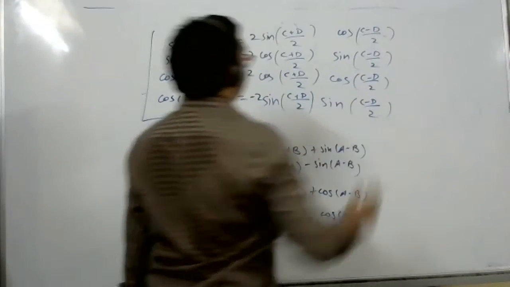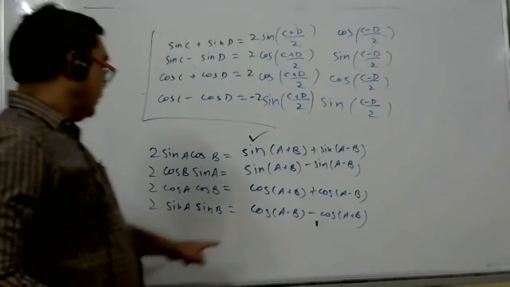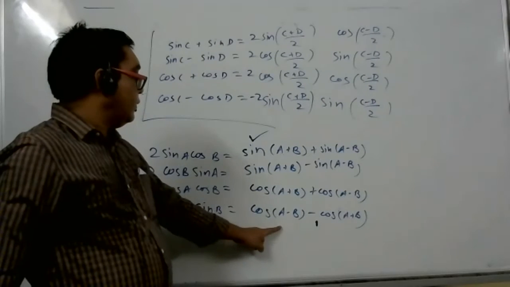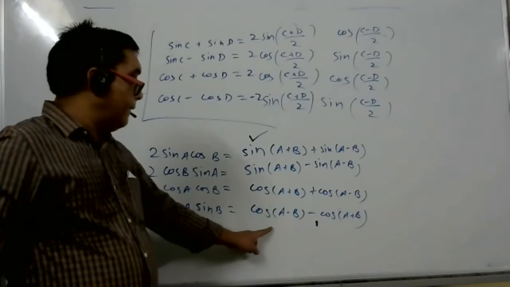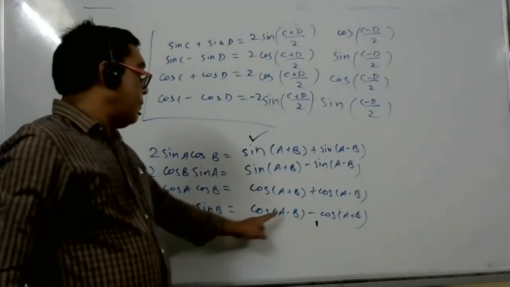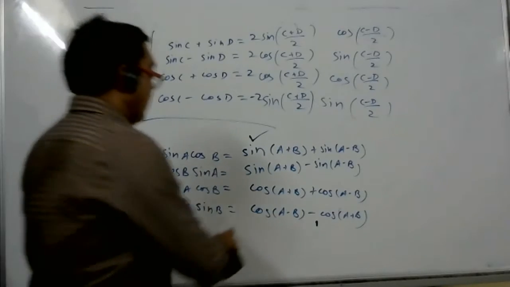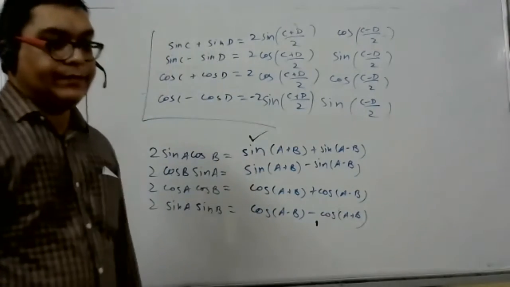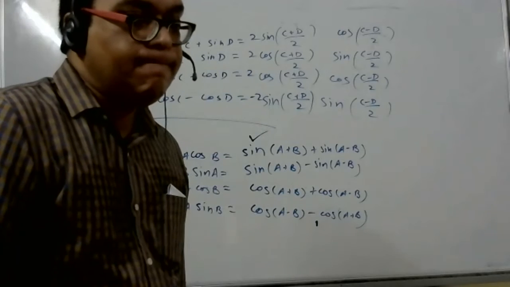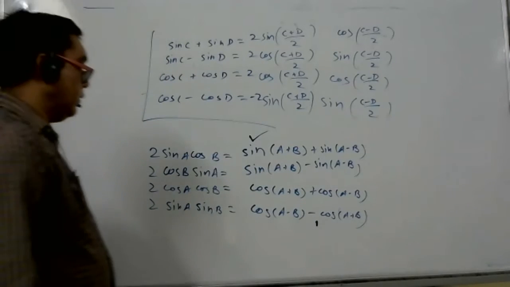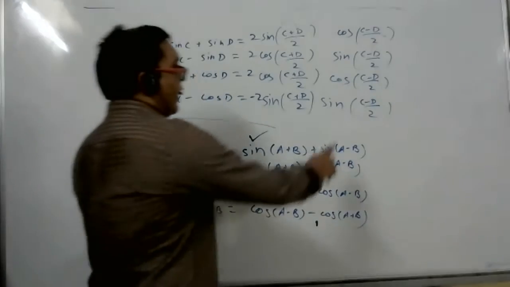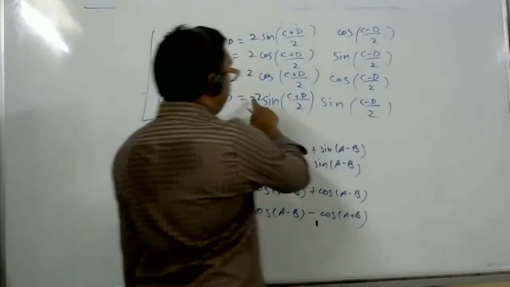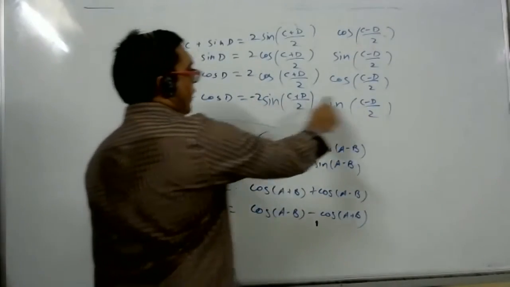Tell me, student. I thought the fourth one was D minus C by 2, sir. Cos A minus cos B, is this correct? Okay, sir. In cos C minus cos D, I thought it was sine of D minus C by 2. It is D minus C by 2 if you don't put minus here. If you put minus, you can take C minus D by 2.